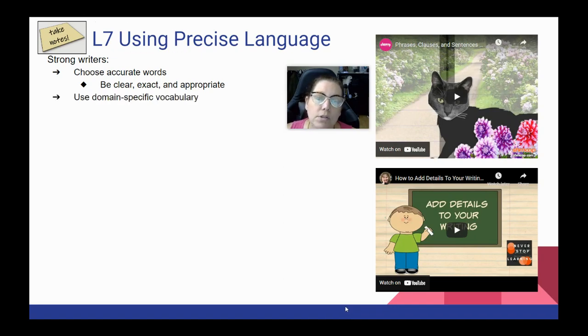And also you want to use domain specific vocabulary, but keep in mind that for the ocean animals, one of the categories is invasive species. And a lot of times you'll find the scientific word for the invasive species. And that is a very high level word, and your audience is middle school students. So think about the words that you're using when you are writing your essay.